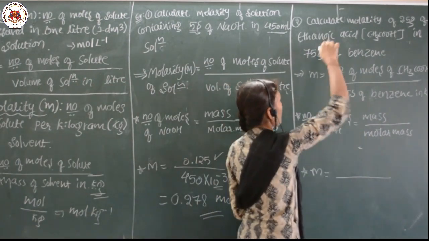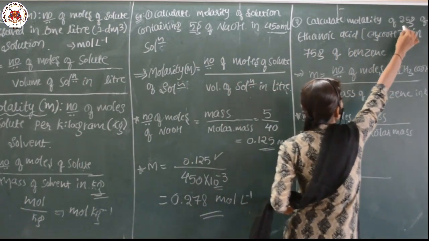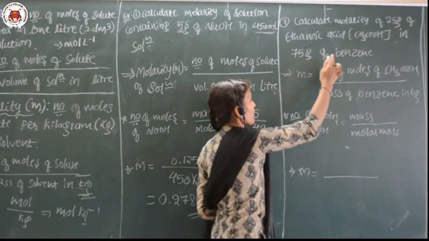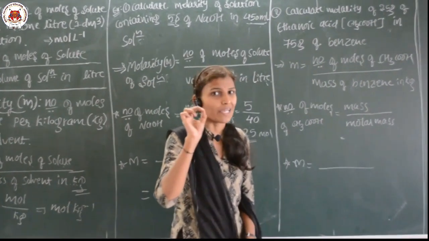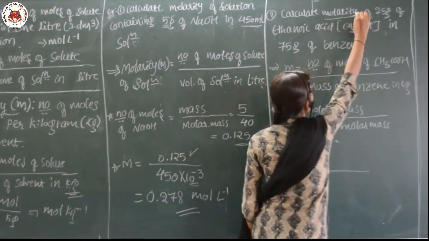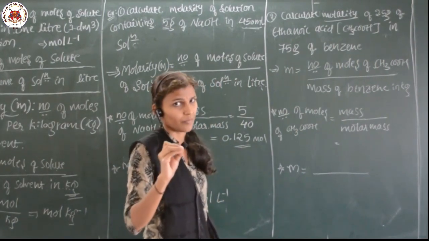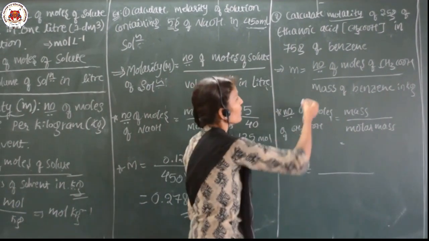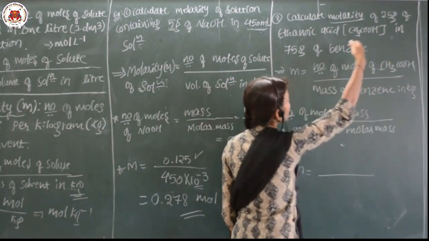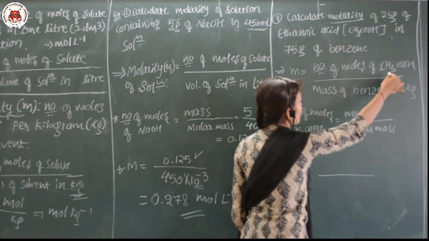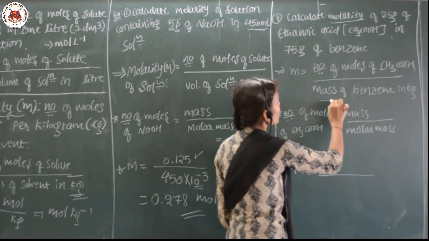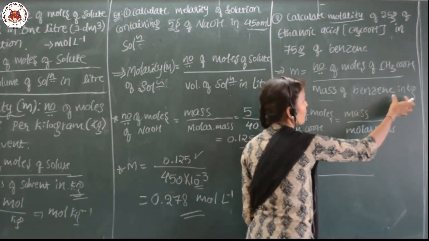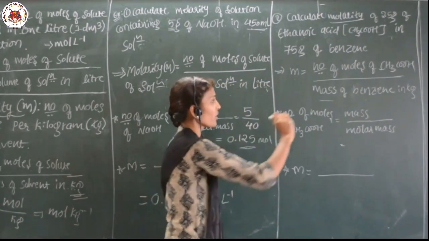Next, one more problem. Calculate the molality of 2.5 gram of ethanoic acid in 75 gram of benzene. Here, molality. So carefully read the term. Here they have asked the molality. The molality is indicated by small m, as you know, and the formula is the number of moles of the solute, that is ethanoic acid CH3COOH, divided by the mass of the benzene, because it is dissolved in benzene, meaning you have to take the mass of the benzene in kg.